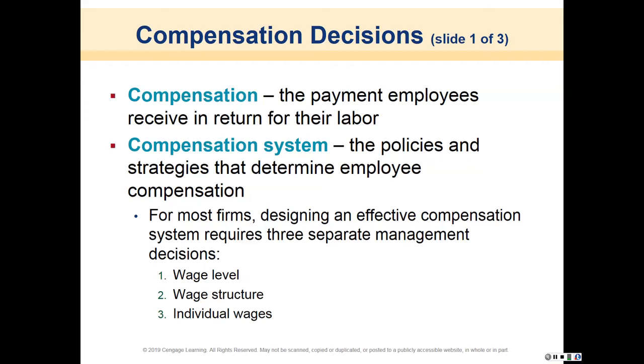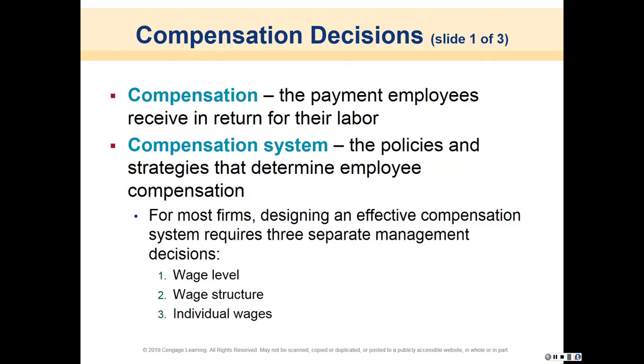The structure is what's called the wage structure. The level is whether we can either pay at, below, or above what the market pays. You do market research and you compare to your competitors and the industry as a whole. It's called a wage survey, and you're going to determine whether you're going to pay more than everyone else pays for that particular job.